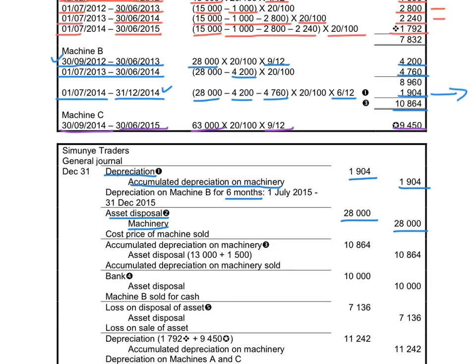Step number 3 is to see what is the total accumulated depreciation from the purchase date until the date that we sell the asset, and we calculated that that is 10,864. So I will reduce my accumulated depreciation to take it out of the account. Accumulated depreciation has a credit balance. So if I want to take it out, I have to debit accumulated depreciation, and I will credit the asset disposal account with the total accumulated depreciation for the full period.